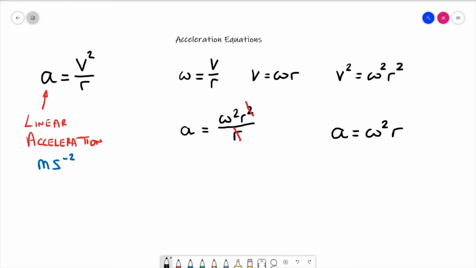Now both of those equations, a is equal to omega squared r and a is equal to v squared over r, are exactly the same equation, just with a little bit of substitution. We can use either one. It simply depends on exactly what a question might or might not be asking us. It's up to you really to choose which is the most appropriate to your needs at that time.